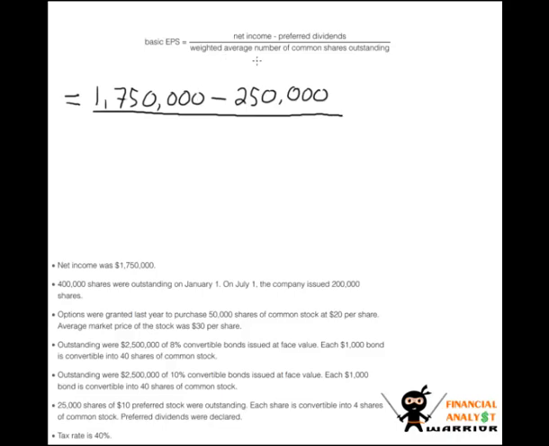And all of that is divided by the weighted average number of shares. Therefore, it's 500,000. Why? Well, because here you have 400,000 shares outstanding from January 1st until they issued some more on July 1st. So it's 400,000 times 6 months out of 12. Plus, then you have 200,000 extra shares in there. Now you have 600,000 shares times 6 months out of 12. So the weighted average number of shares is now 500,000 for the year. And if you do the math, you get a basic EPS of $3 per share.